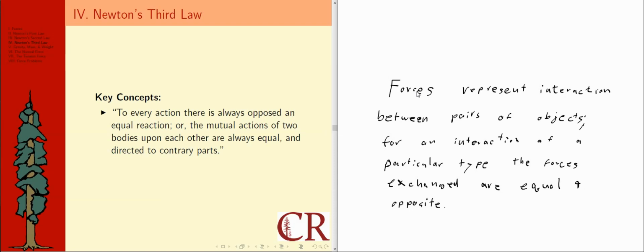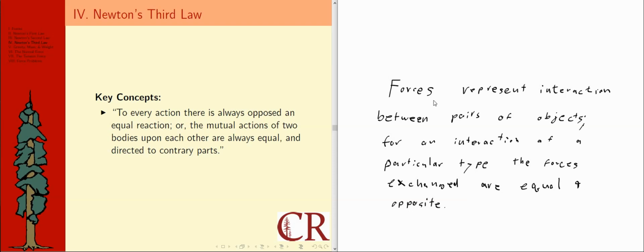Newton's third law, as originally stated by Newton, says, "To every action there is always opposed an equal reaction," or "the mutual actions of two bodies upon each other are always equal and directed to contrary parts." So that's the complicated and maybe convoluted language that Newton chose, including convoluted, perhaps, punctuation.